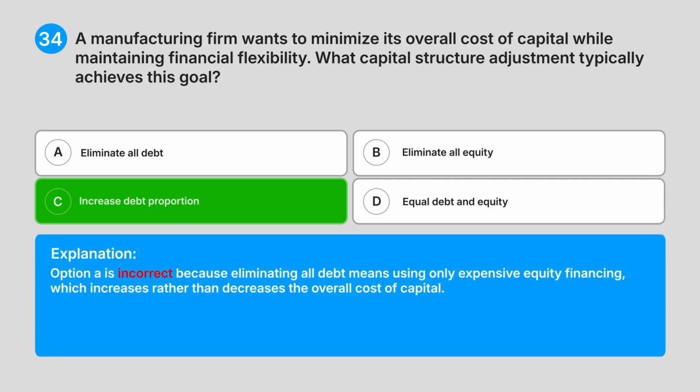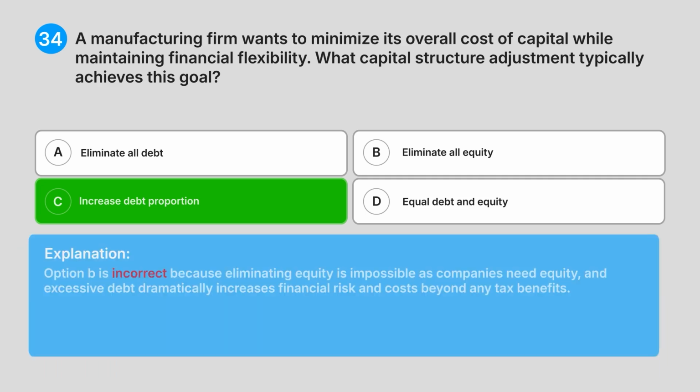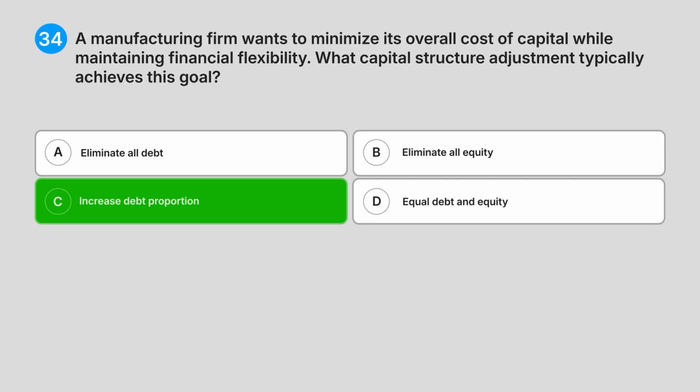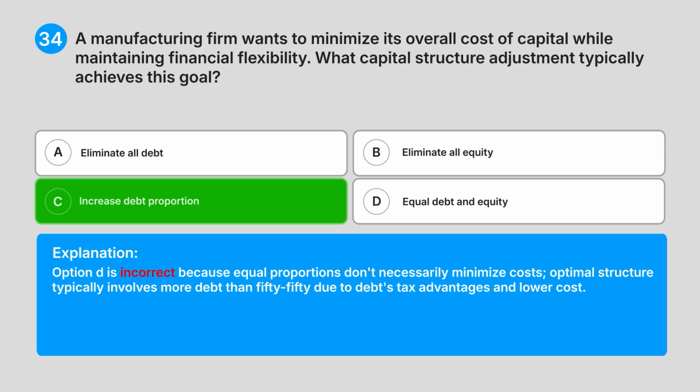Option A is incorrect because eliminating all debt means using only expensive equity financing, which increases rather than decreases the overall cost of capital. Option B is incorrect because eliminating equity is not possible as companies need equity, and excessive debt dramatically increases financial risk and costs beyond any tax benefits. Option D is incorrect because equal proportions do not necessarily minimize costs. The optimal structure typically involves more debt than a 50-50 split due to debt's tax advantages and lower cost.